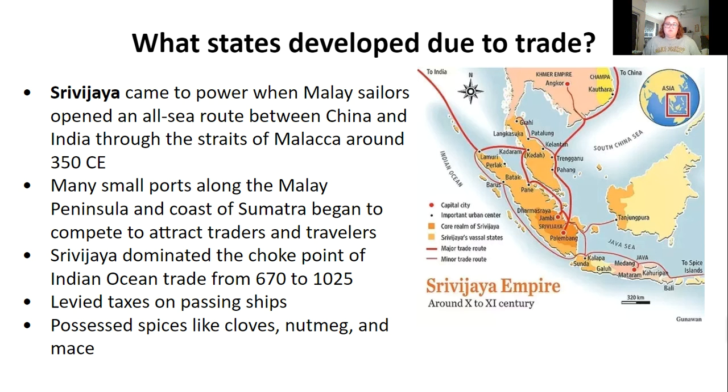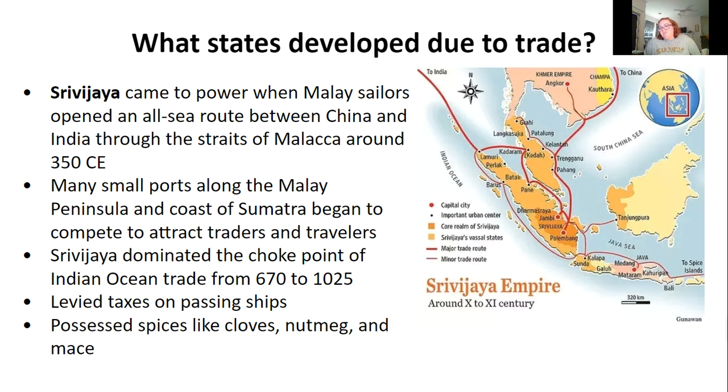And these are just some images. So let's look at the Srivijaya in the Indian Ocean. They would come to power when Malay sailors opened an all-sea route between China and India through the straits of the islands. There would be many small ports along the Malay Peninsula and coast of Sumatra, and that began to compete and attract traders and travelers.